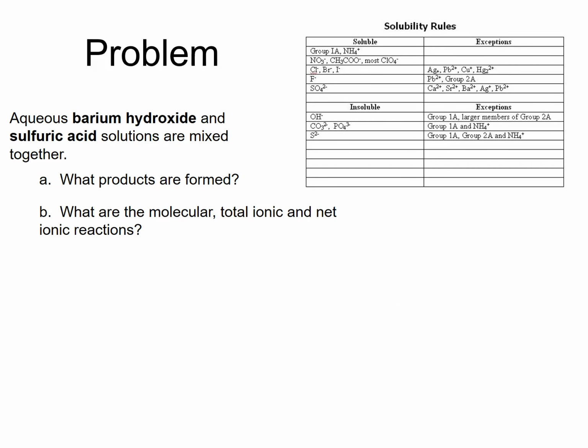Let's finish up this presentation with an example problem. I'll warn you, I'm not going to post the solution to the problem immediately. Rather, I would like you to think about it. The problem involves mixing barium hydroxide, an aqueous solution, with sulfuric acid, another aqueous solution, and I'm asking you what products are formed, and then what are the molecular, the total ionic, and the net ionic reactions. To help you with this, I've posted solubility rules there in the upper right-hand corner that should help you identify the products that are formed.